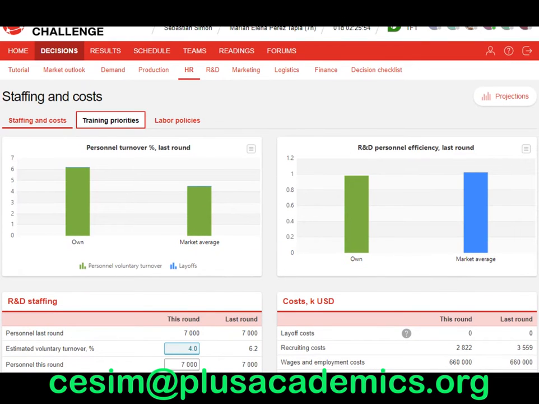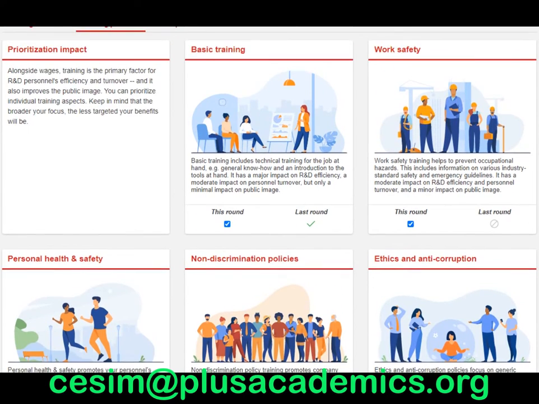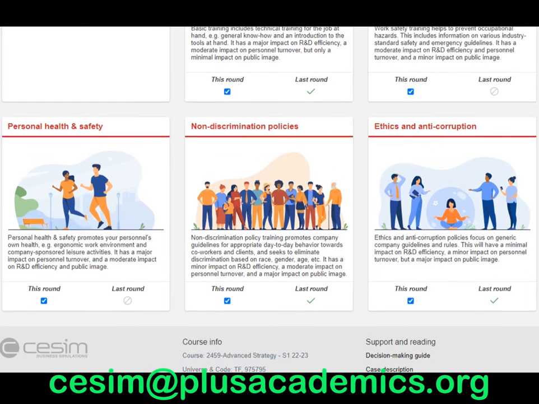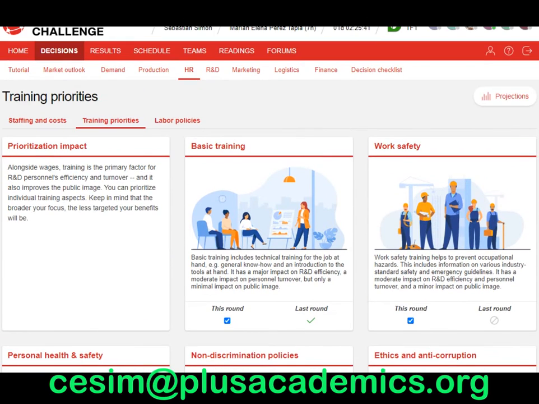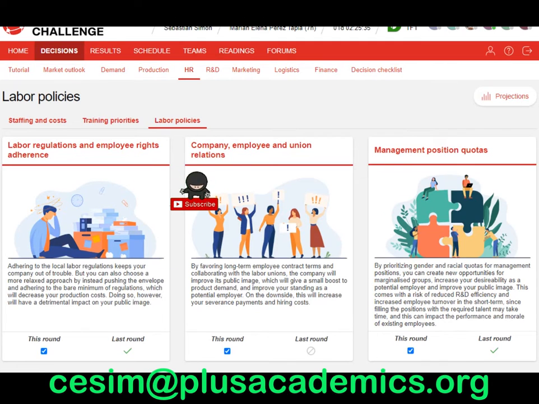Still under human resource, we also offered basic training, worker safety, personal health and safety, non-discrimination policy, and ethics and corruption. This will help us to improve the image of the company and may further help us to improve our demand. For labor policy, we ensured that we met the labor regulations, and company unions and relations, we also met them. Management position quotas, we also included in this round. I think that's all for HR.